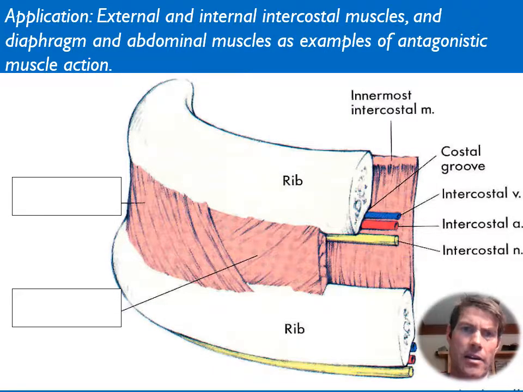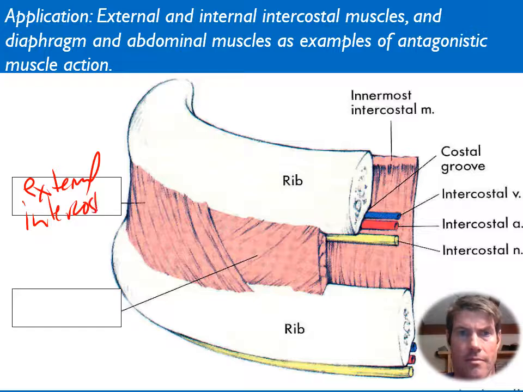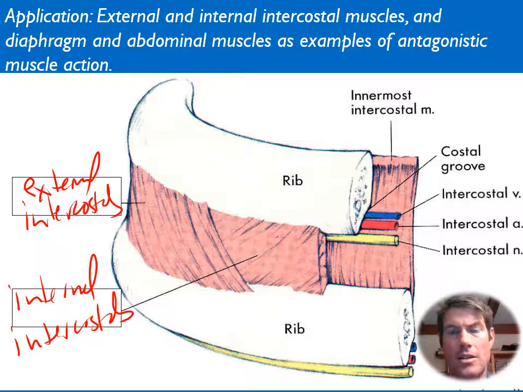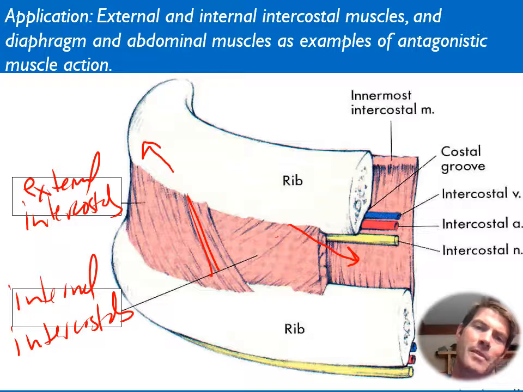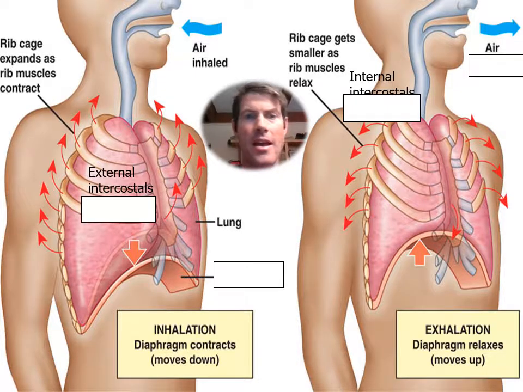So this is pretty cool. This is a cool diagram. This shows you the external intercostals and your internal intercostals. And it's a great example of an antagonistic set of muscles. Right next to each other, this one contracts and the ribs go out. The inside one contracts, the ribs come in. It's really cool, right next to each other, performing opposite functions. So again, antagonistic. All of our muscles are antagonistic. One makes the bone go one way, the other makes the bone go the opposite way.